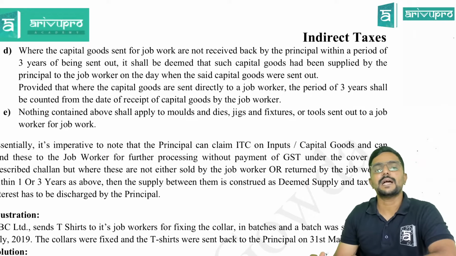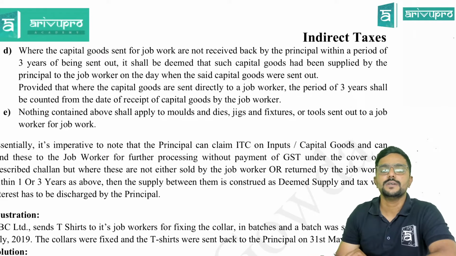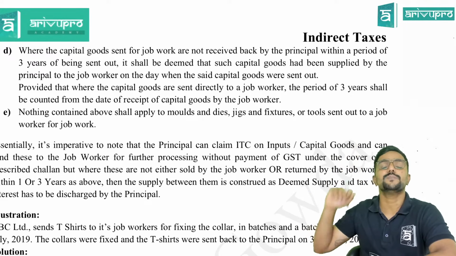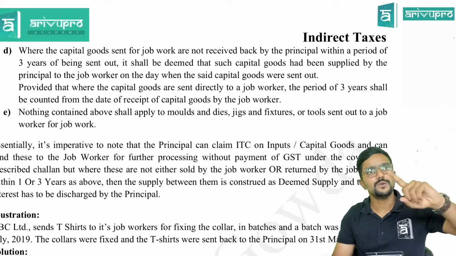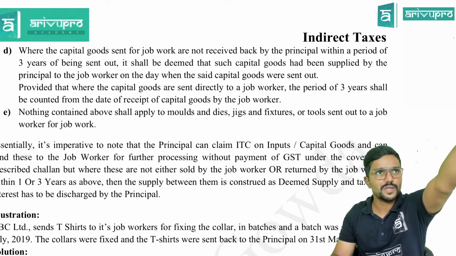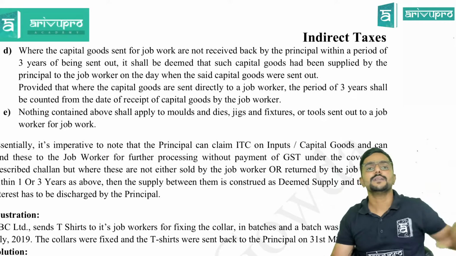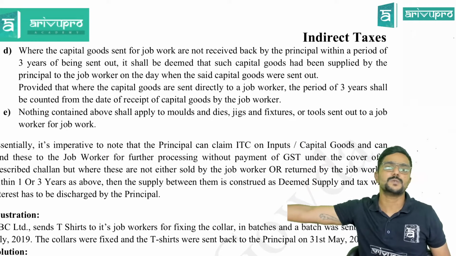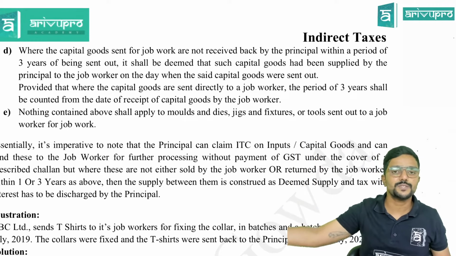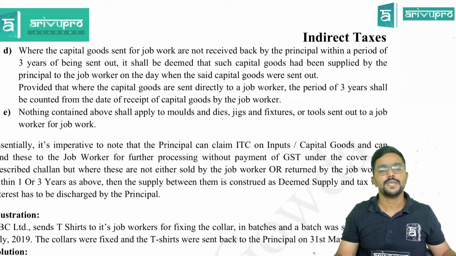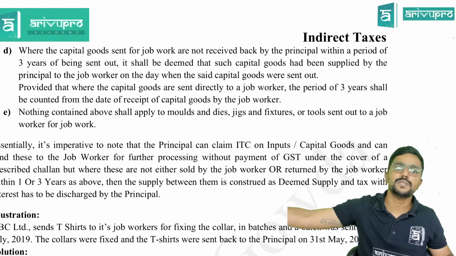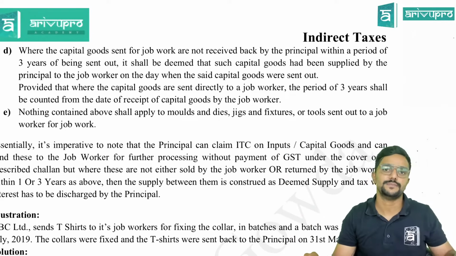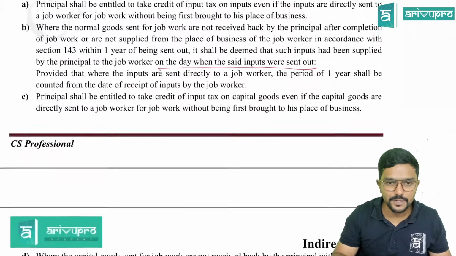Provided that where the capital goods are sent directly to job worker, the period of 3 years shall be counted from the date of receipt of capital goods by the job worker. So if I purchased the capital goods from the supplier and asked him to directly deliver it to the job worker, 3 years will be counted from what date? The date of receipt of capital goods by the job worker. So he has to give it back to me within 3 years. If not, on the date on which he received the goods, on that day itself, it will be treated as supply for the principal.